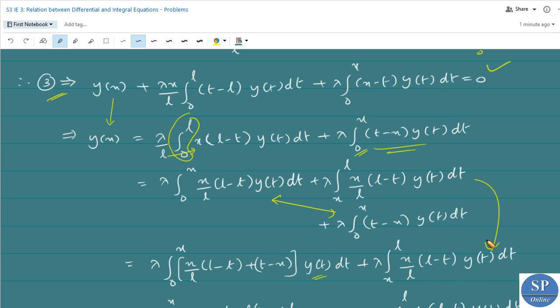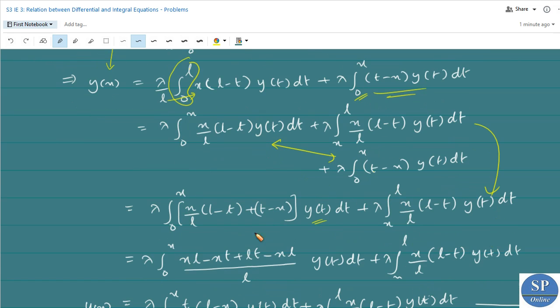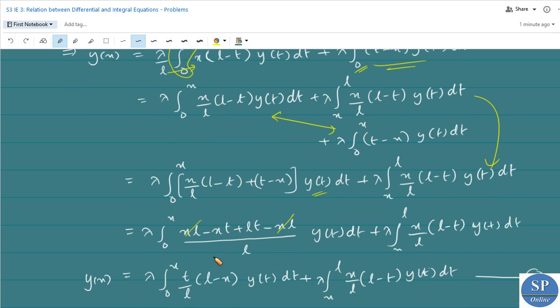This is the same as, okay, now adding this, we'll get x into L minus x into t plus tL minus xL divided by L. So we can cancel this xL minus xL. So here we'll get lambda into t by L, into t can be taken outside, so t by L into L minus x into y of t dt. So this is the first integral, and the second integral from x to L is x by L into L minus t y of t dt.